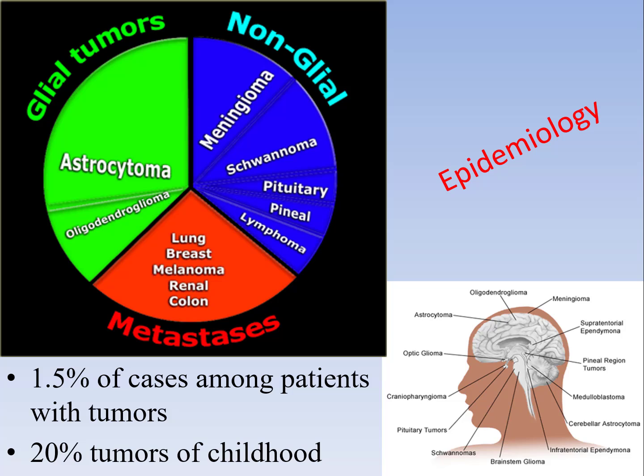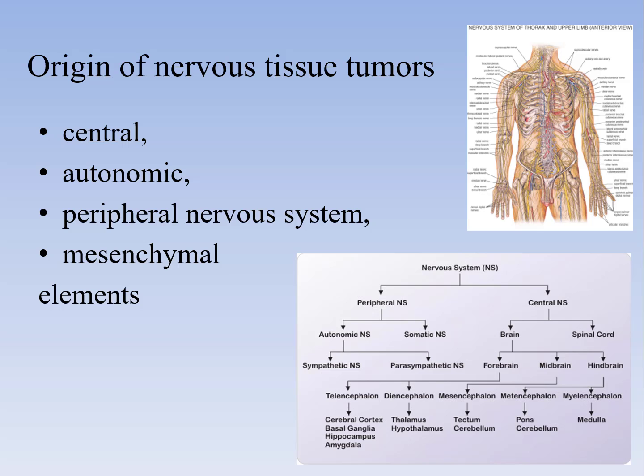But also, I want to pay attention that 20% of tumors of childhood are tumors of the nervous system. Origin of the tumors of nervous tissue: it can be central, autonomic, peripheral, and mesenchymal.